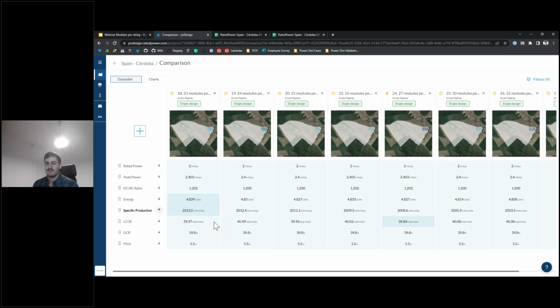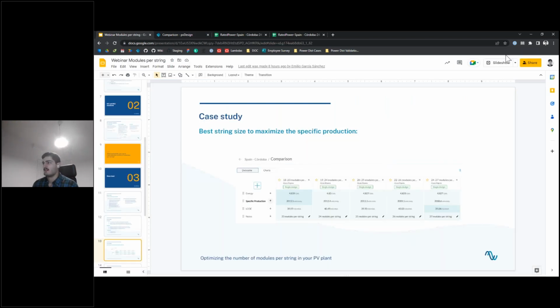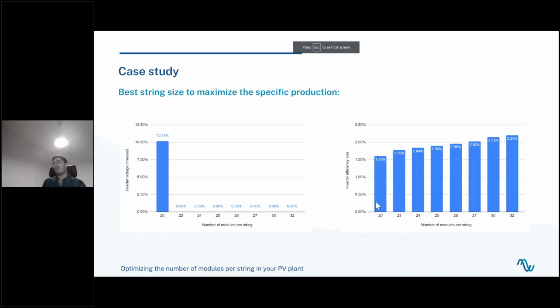This is just for the specific production, and if we go into more detail on the losses that are affecting each of these designs, we can see that all the designs had 0% losses due to the inverter voltage threshold, but with 20 modules per string, we were having 10% of losses. That means that we were not reaching the minimum MPPT voltage of the inverter, so we were not optimizing the inverter production and were losing some power.